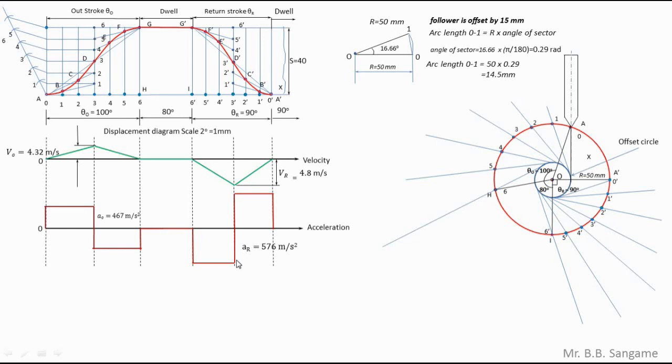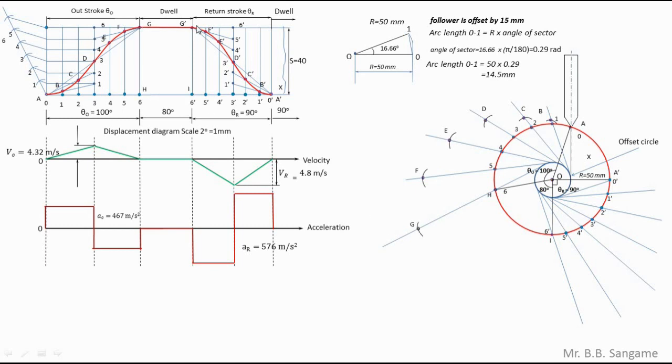Next, I am going to pick the distance 1 to B and transfer it on 1 to B, 2 to C. Take a distance of 1 to B in the compass and transfer it here. This is the point B. Take a distance of 2 to C in the compass, put the needle at the base circle, and transfer point C. Take a distance of 3 to D. Similarly, I have transferred up to point G.